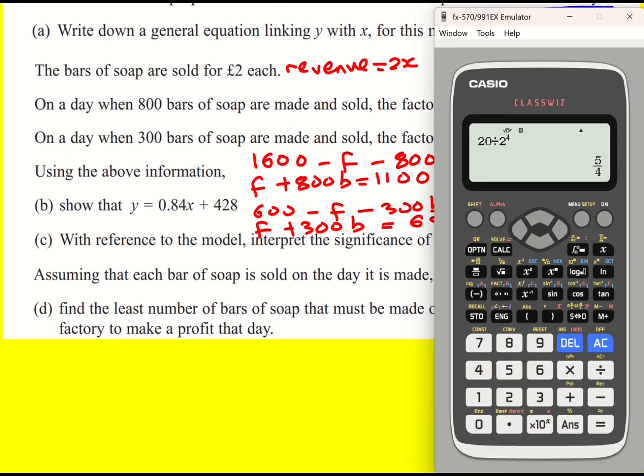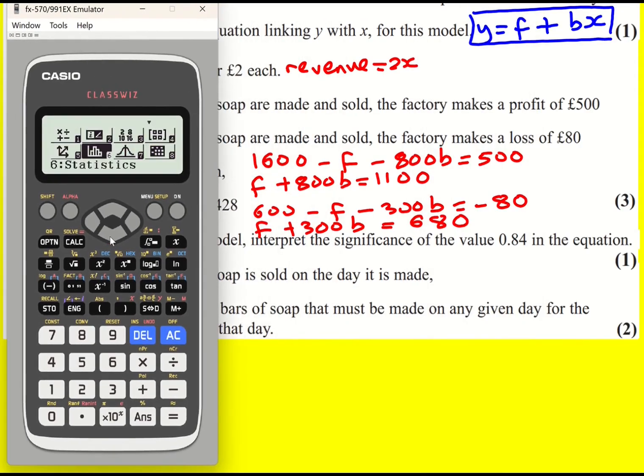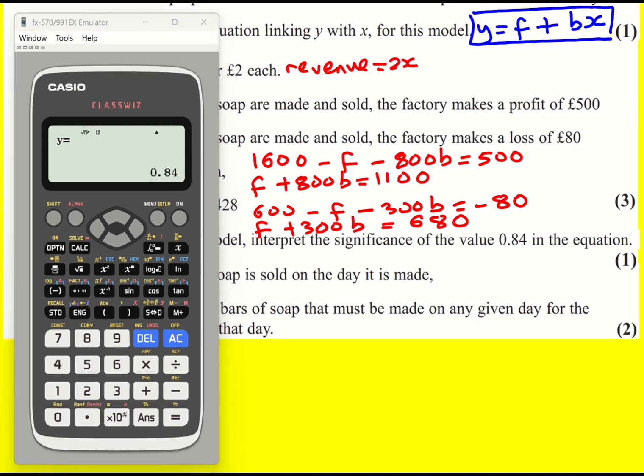It is probably easiest to just put it in our calculator. By all means do it by hand, but just to be extra careful, it is there as a function. So simultaneous equations, two unknowns. I've got F as X, it's my first one. You could very quickly subtract them, but then you have to sub it back in. This is going to be quicker. So we get 428 for F and 0.84 for B.